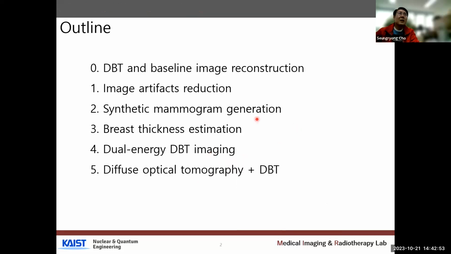Here is the outline. I'll briefly talk about what DBT is and baseline image reconstruction. Due to the imaging physics, there are going to be image artifacts, which we try to address and reduce. I'm going to talk about the synthetic mammogram that is necessary for clinical applications. The following 3 and 4 are more like applications, including deep learning technologies. And if I have enough time, I'm also going to talk about a fused imaging modality, which is DOT, or diffuse optical tomography, with DBT, to increase the diagnostic accuracy.